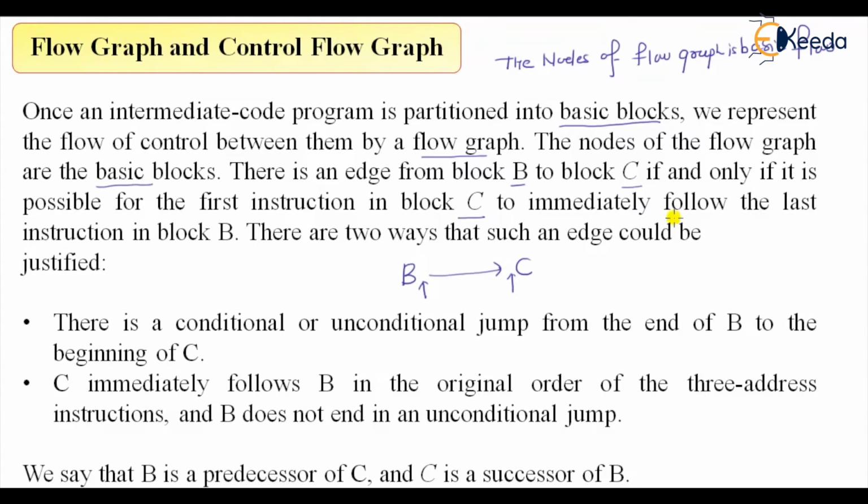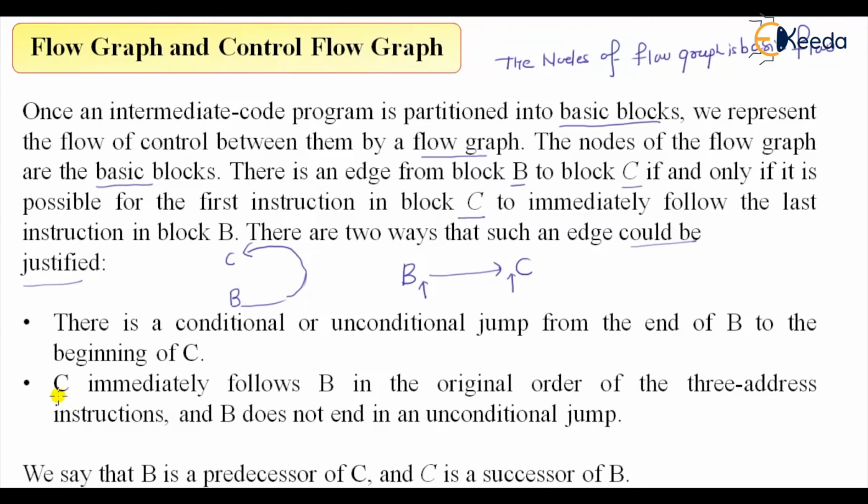There are two ways that such an edge could be justified. There is a conditional or unconditional jump from the end of B to the beginning of C. So something like this is happening: this is C and this is B, and there is a conditional or unconditional jump. In that way we will jump to that particular location.